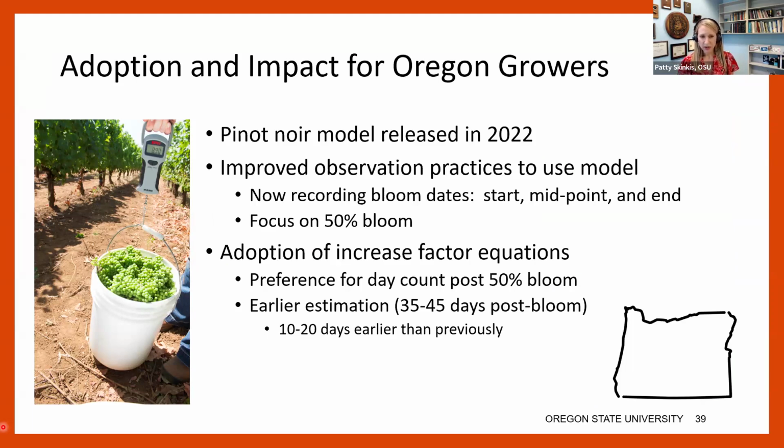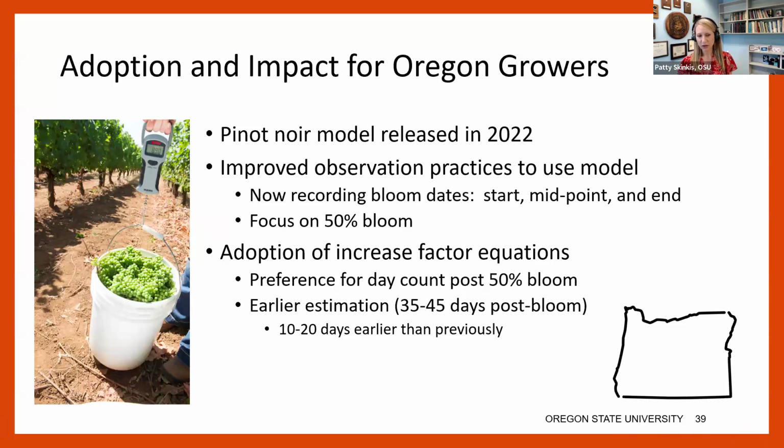But I wanted to mention that since we started doing this work, and of course I talked about this project before it was ever published, people started using it. We found that when more people started using the increased factors equations, they started recording bloom dates more specifically: start, midpoint, and end. And we did focus more heavily on the 50% bloom because people felt that was much better to use. As a result, those who have started using the increased factor equations started doing it earlier, 10 or even 20 days earlier than they had been previously. And I think that's a safe zone.